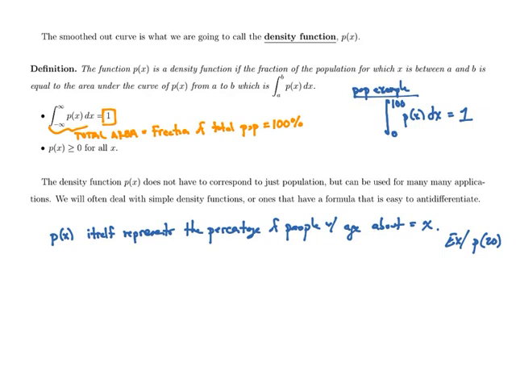All right, and we're using this example of population, but note that this does not have to just stay with population. We're going to use p of x for a wide variety of applications. And we're also just going to be dealing with some simple density functions most of the time, or ones that have a formula that are going to be easy to anti-differentiate. We're doing integrals, so we are going to anti-differentiate in this problem. And in section 7.2, we're going to talk about what the antiderivative of the density function is.